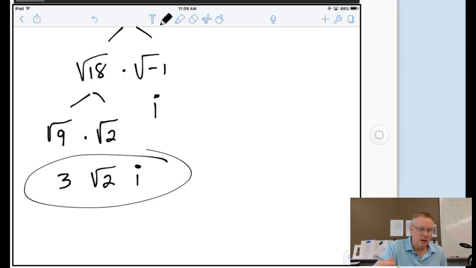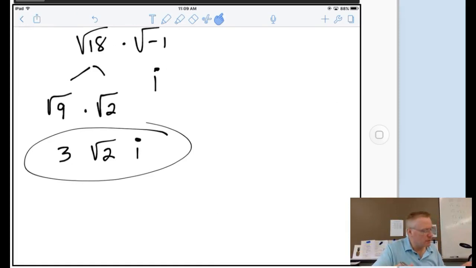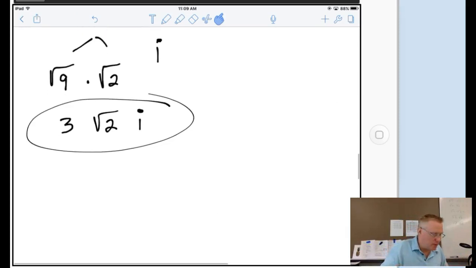Different books have the order different. Sometimes they put the i first, in front of the square root of 2. I don't personally care. Make sure the i is not under the radical, please. That's the only thing I do ask, because it's already the square root of negative 1 by itself. So anyway. Okay. Good. Next.